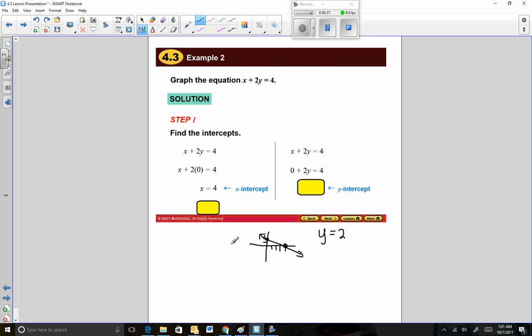So this point was over 4. Oh, good grief. That's my x-intercept. And the y-intercept was over 0, up 2.